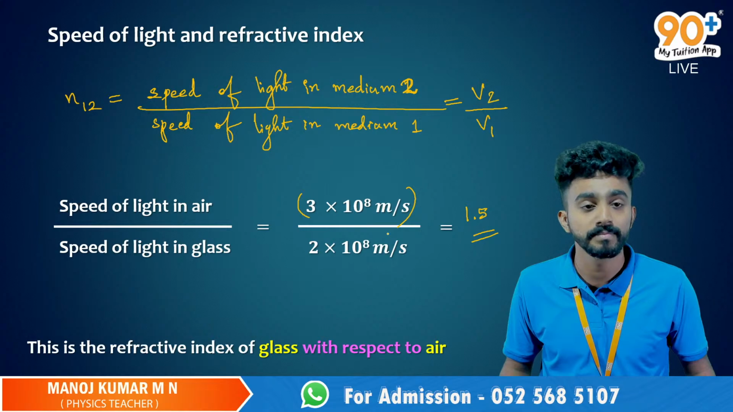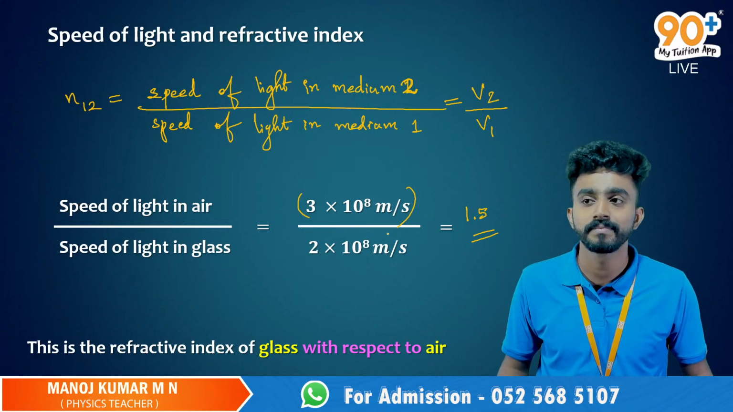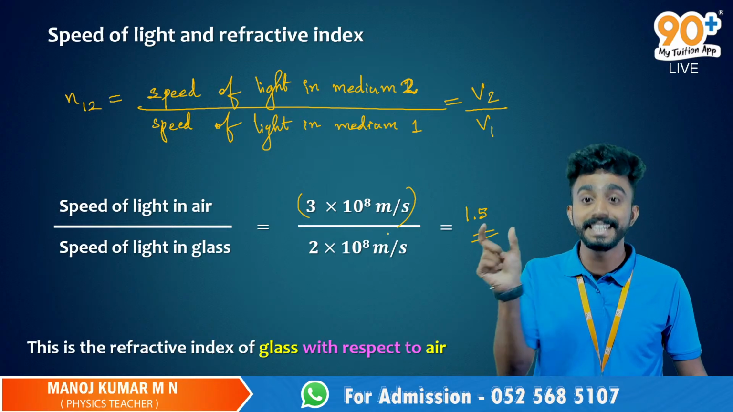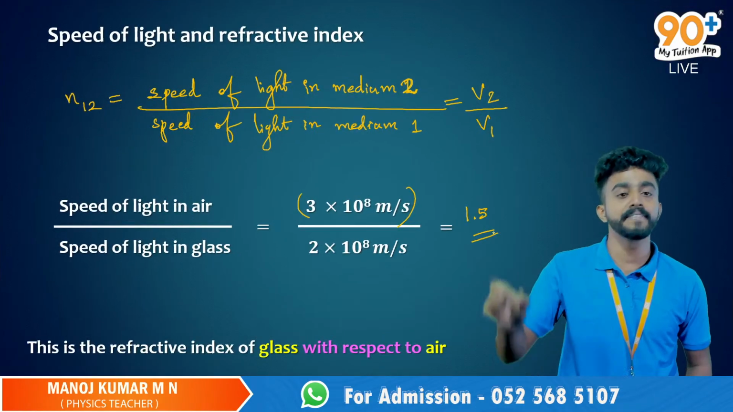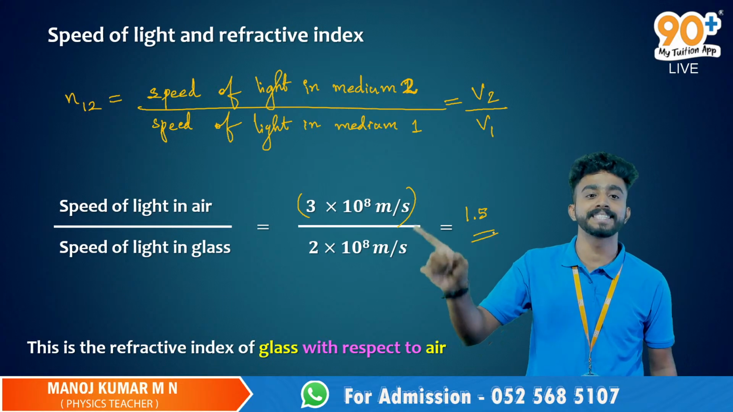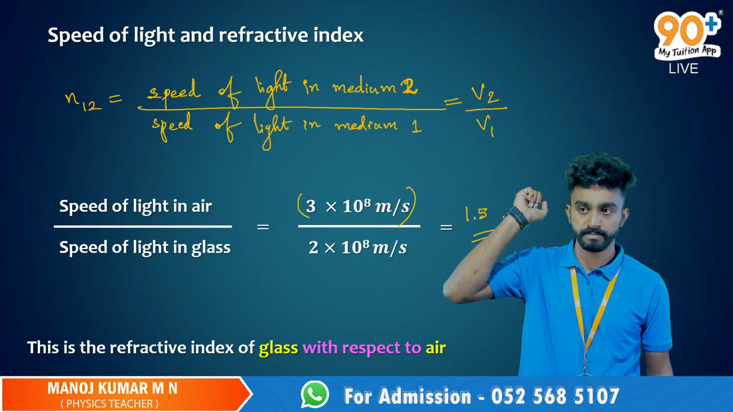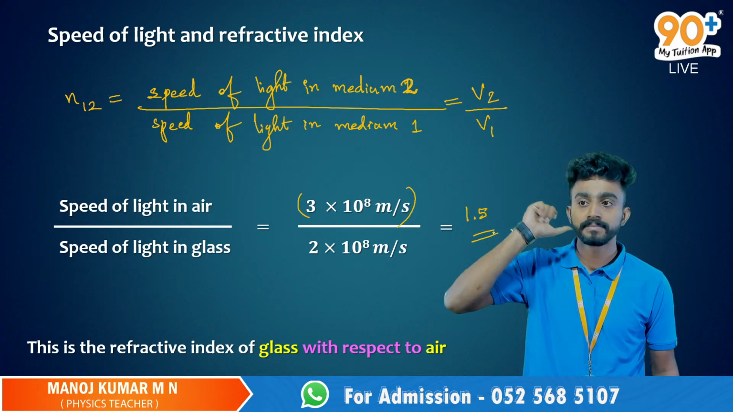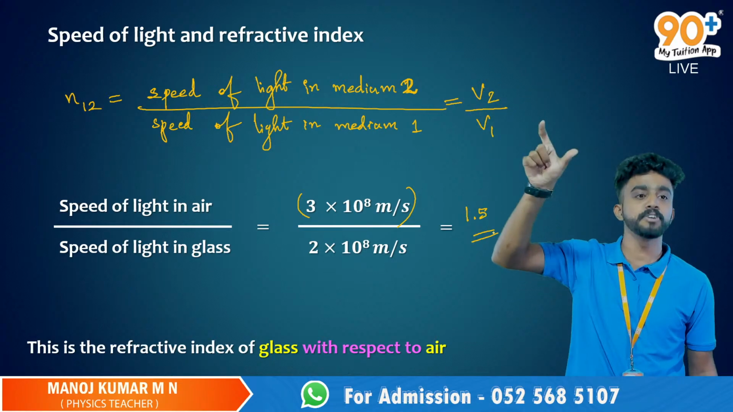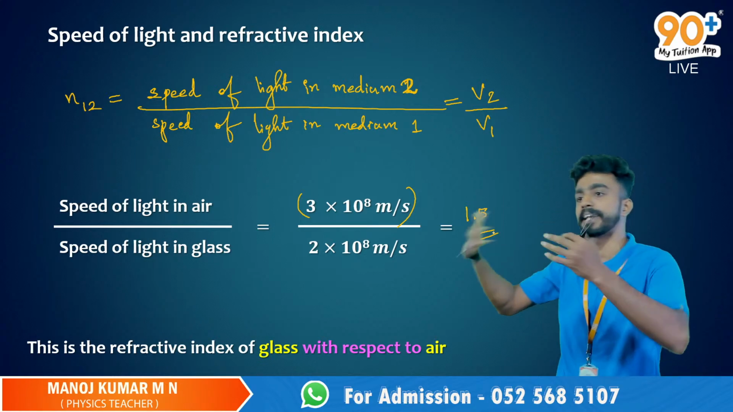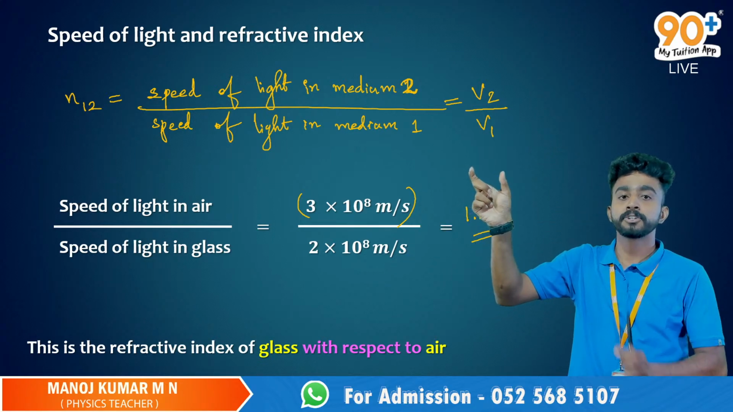Sir, can you say what is N12 and what is N21? That is the general case of medium 1 and medium 2. For example, here we are considering medium 1 and medium 2 as glass and air. We don't have a value for V1, V2. This is a general case, just an equation to denote N12.